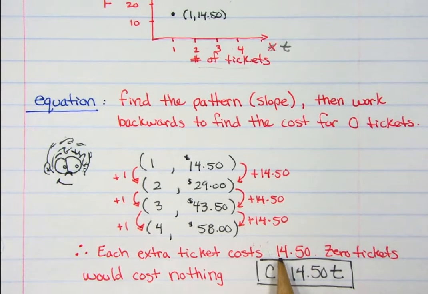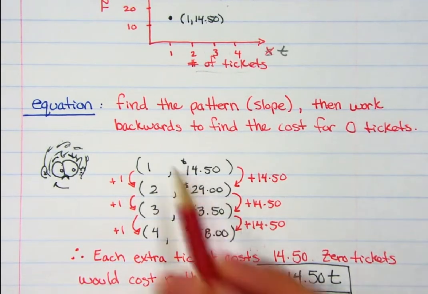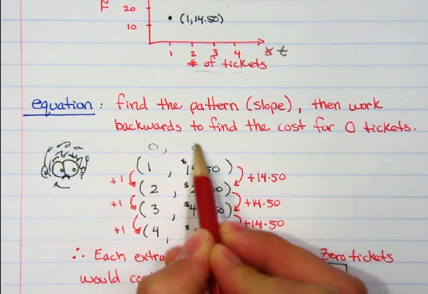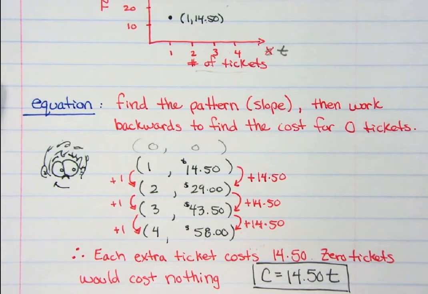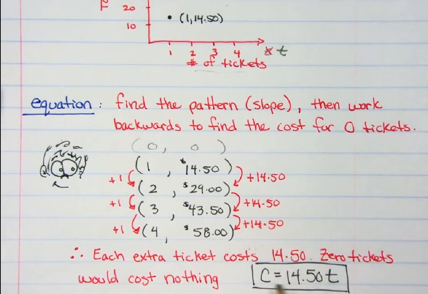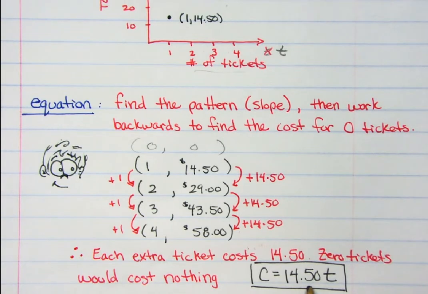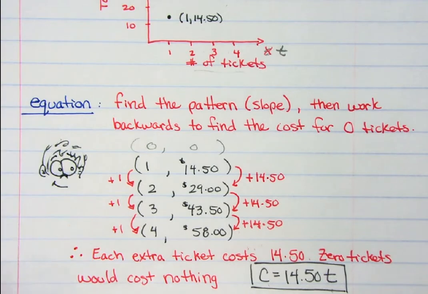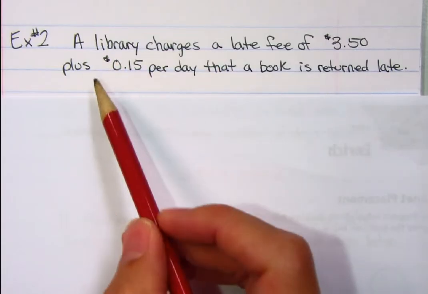Then I can think of this: 1 ticket, $14.50, so 1 step back at step 0, that means I spent 0 money. And that makes sense. If I'm going to buy 0 tickets, it should cost me nothing. So my equation should be C is equal to $14.50T, because you're going to take $14.50 and times it by the number of tickets. And that will give you your total cost. So there's your equation.